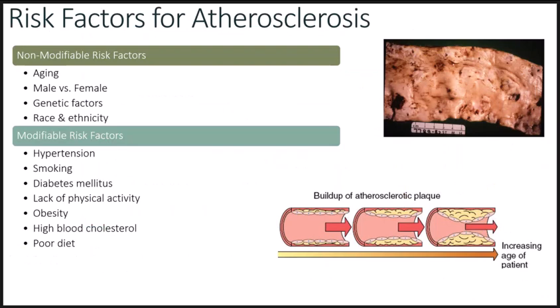Risk factors for atherosclerosis, so just taking a bit of a break from the more intense discussions on pathophys. We have what are called non-modifiable and modifiable risk factors that can contribute to the development of hardening of the arteries from the formation of a plaquey, pasty substance. Things that are non-modifiable are things that you can't control. You can't control your age, whether you're male or female, genetic factors, your race, your ethnicity. And there are certain details with these risk factors that predispose somebody to developing atherosclerosis.